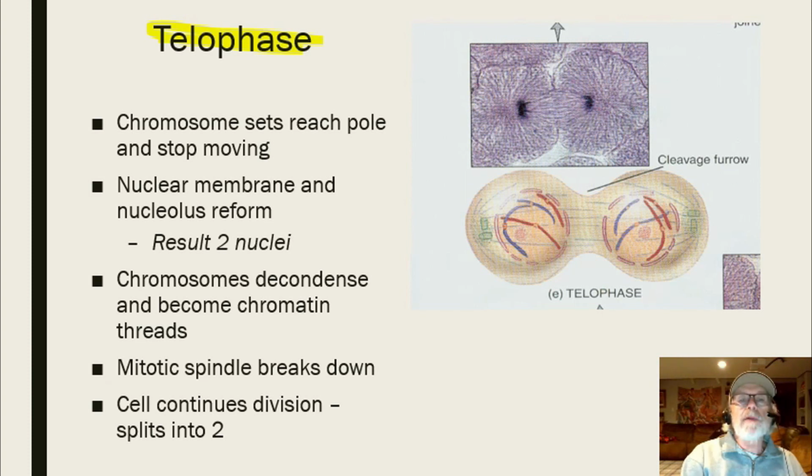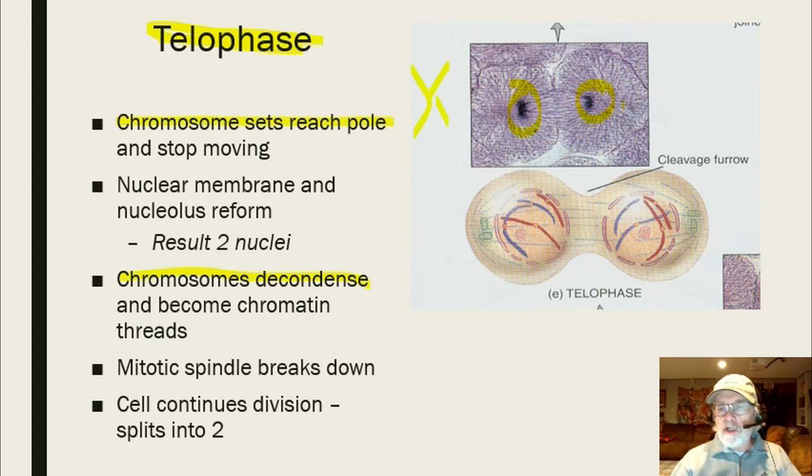What happens is now the chromosome sets reach the pole and they stop moving. Here's one chromosome set, here's the other chromosome set. They've reached this pole and that pole. At that point, a couple things are going to happen. Since the chromosomes now have that dyad structure, the next thing that follows this is interphase. In interphase, we're not supposed to be together like that. We're supposed to spread out so that we can read the genes off them. So the chromosomes at this point start to decondense.